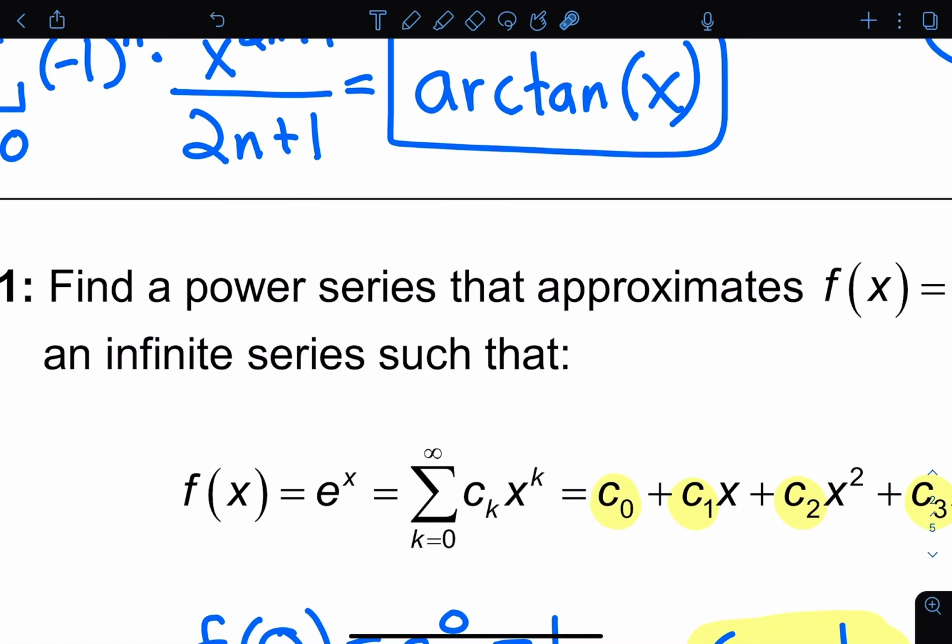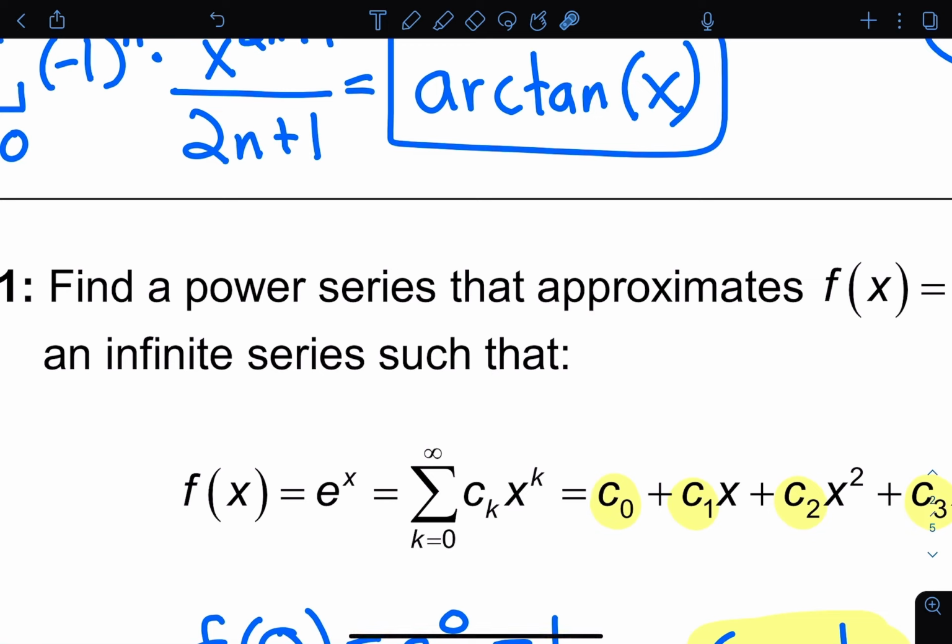Well, the beauty of math is that there is a pattern. We're not going to find infinitely many. We'll find a bunch, and hopefully we'll pick up on what the pattern is so that we can write a shorthand for e to the x.